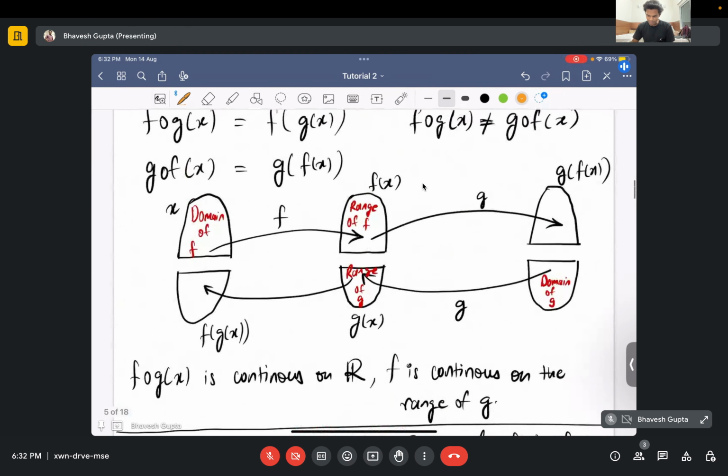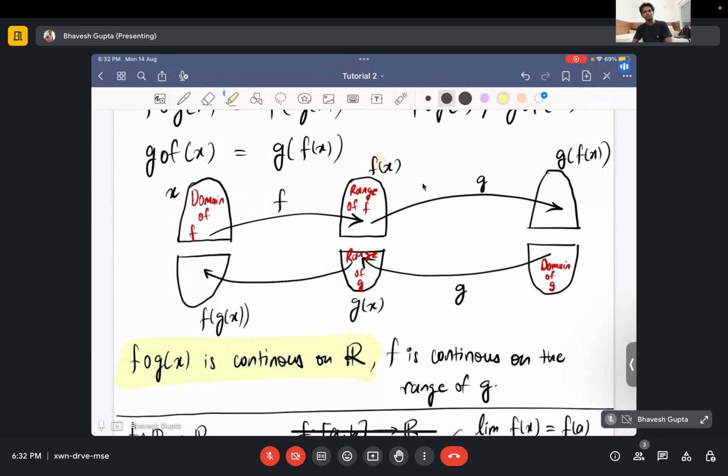My main claim of this whole discussion is that whenever you have a composition of functions, f composed with g, that turns out to be continuous in the real variable, then the claim is that the function f is continuous in the range of g.